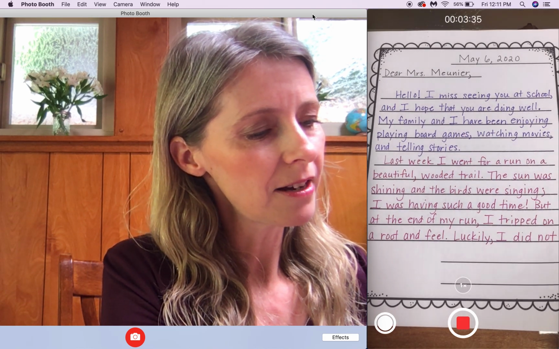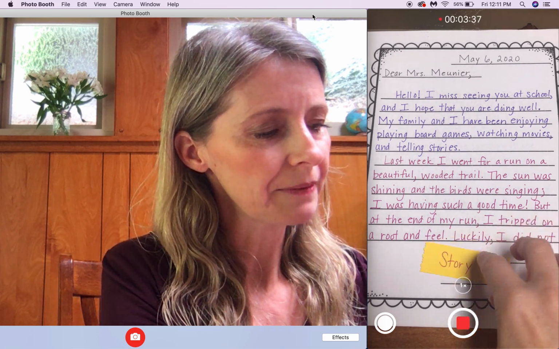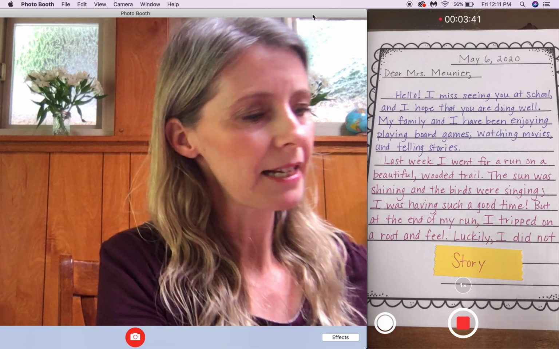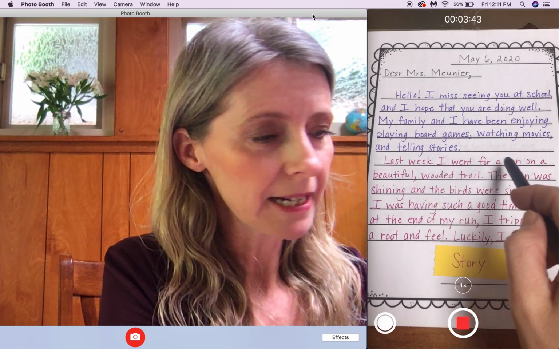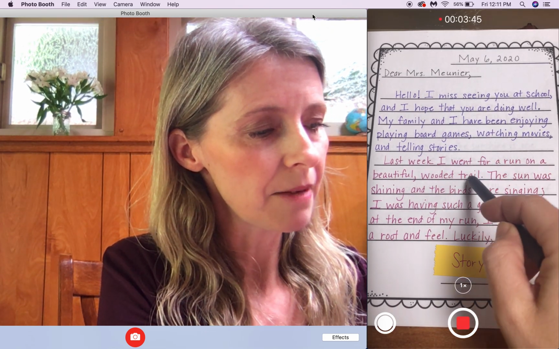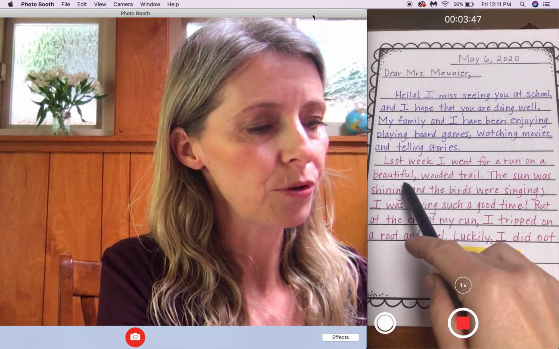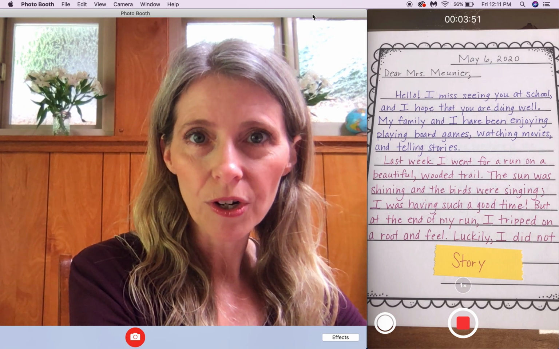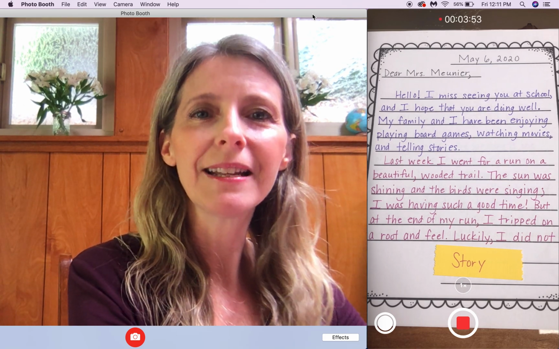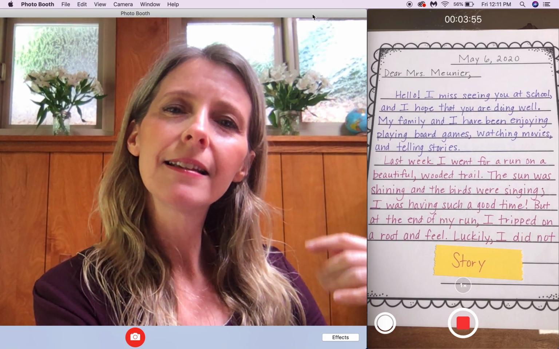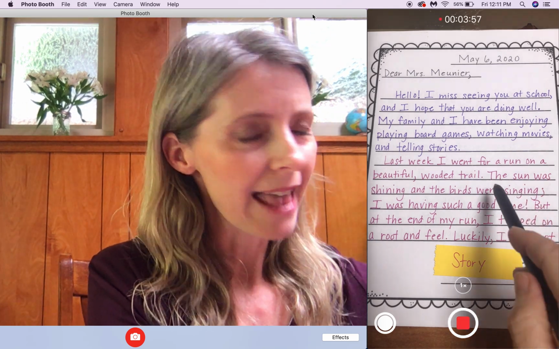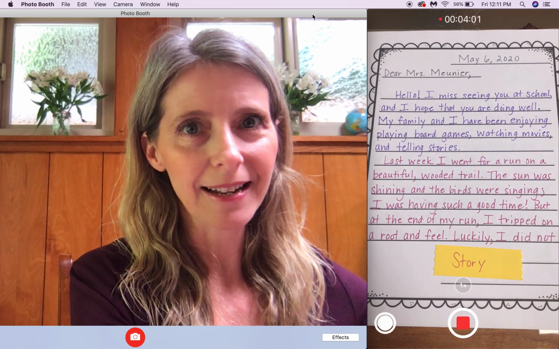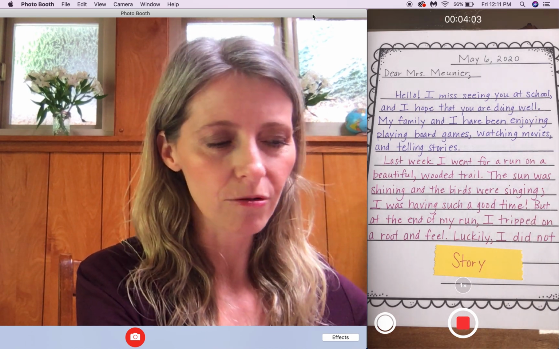So let's take a look at that paragraph where we have our story. And we'll notice that I added some details. First, I started by telling her what the story is going to be about. I went for a run on a beautiful wooded trail. I'm adding those descriptive words to help paint a picture for Miss Minier so she can get an idea of what I was doing. And then I add a little bit more details. The sun was shining, the birds were singing. It sounds really great, doesn't it? It was a great trail run.